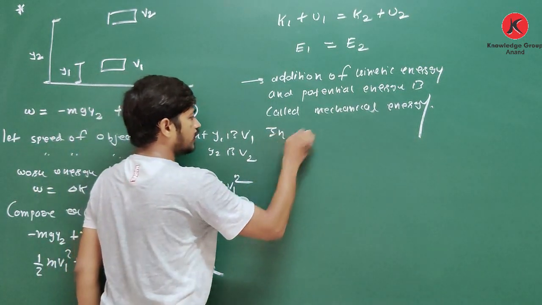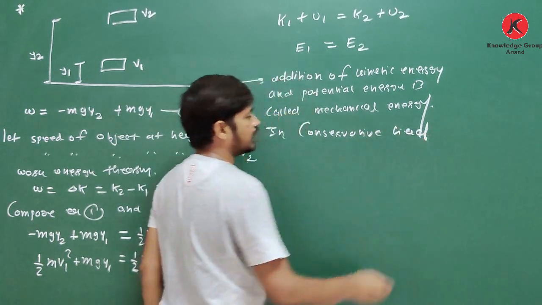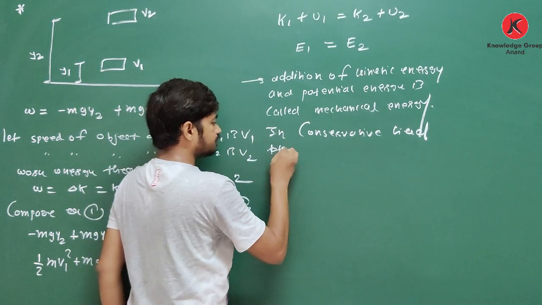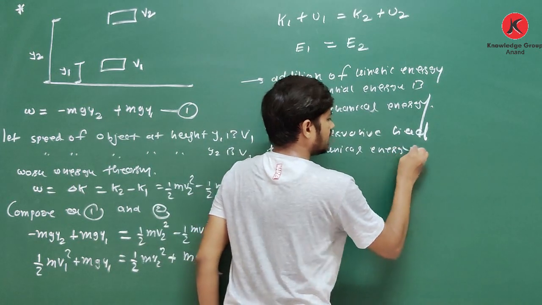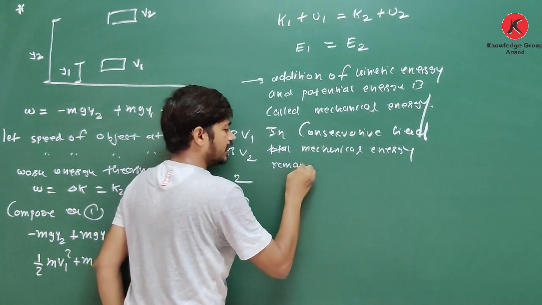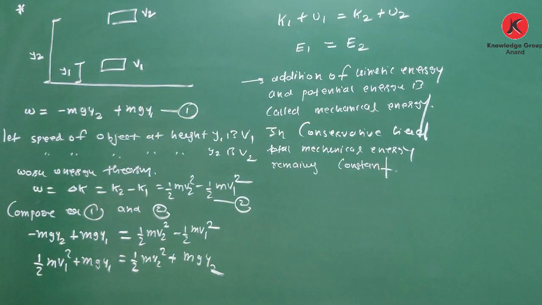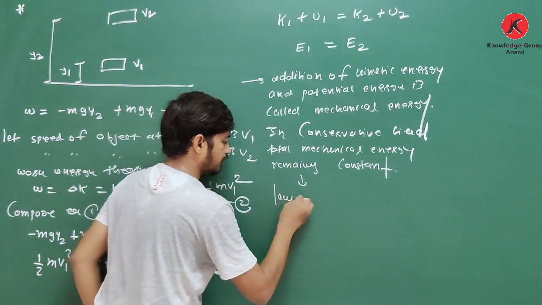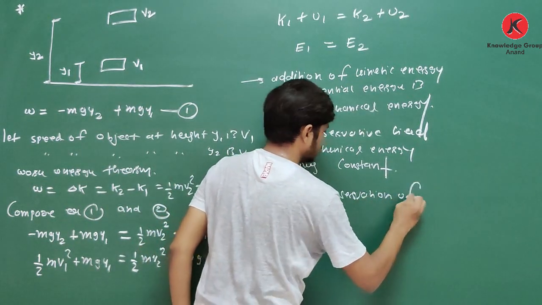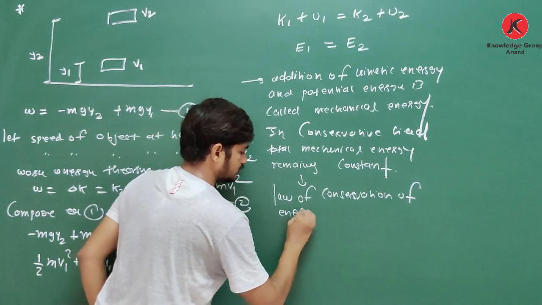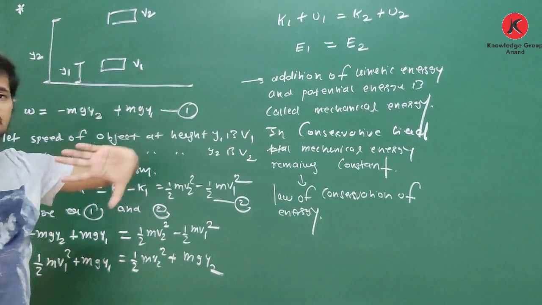So in a conservative field, total mechanical energy remains constant. Clear about this? And it is nothing but the law of conservation of energy. At this point energy is E1, at this point energy is E2, that is E1 is equal to E2.